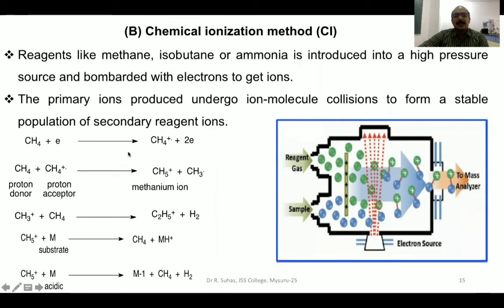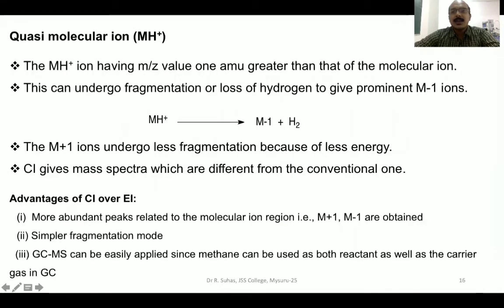So these are the reactions that take place when we use methane as the chemical substance for the generation of ions in the chemical ionization method. Here, whatever MH plus is produced is called the quasi-molecular ion. The MH plus ion has a mass value 1 AMU greater than that of the molecular ion. What is AMU? Atomic mass unit.